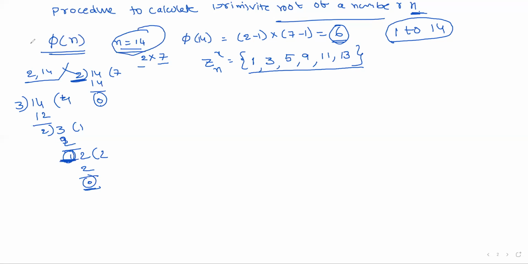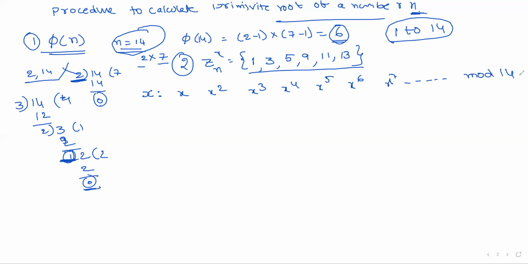What is the first step? Calculate phi of n. Then identify the elements that are relatively prime to n. Next, calculate the powers. For example, x is your element. Calculate x, x square, x cube, x power 4, x power 5, x power 6, x power 7, and so on, all with mod 14.